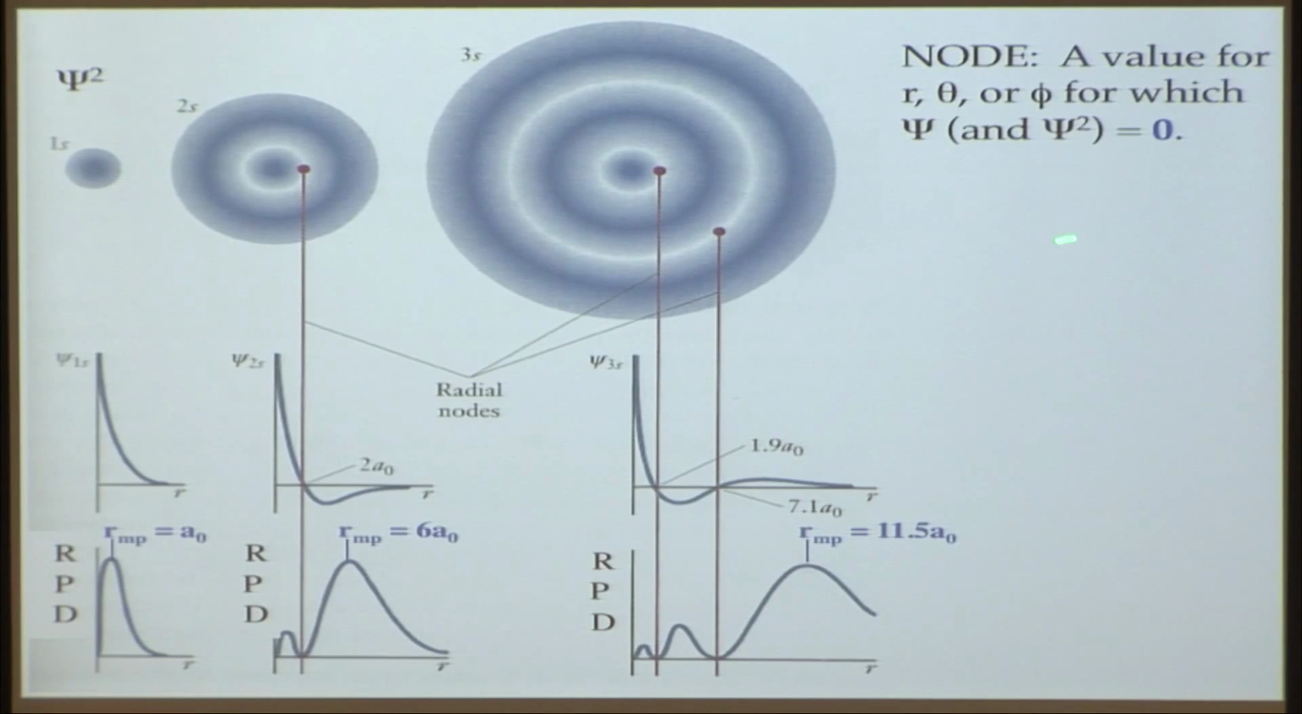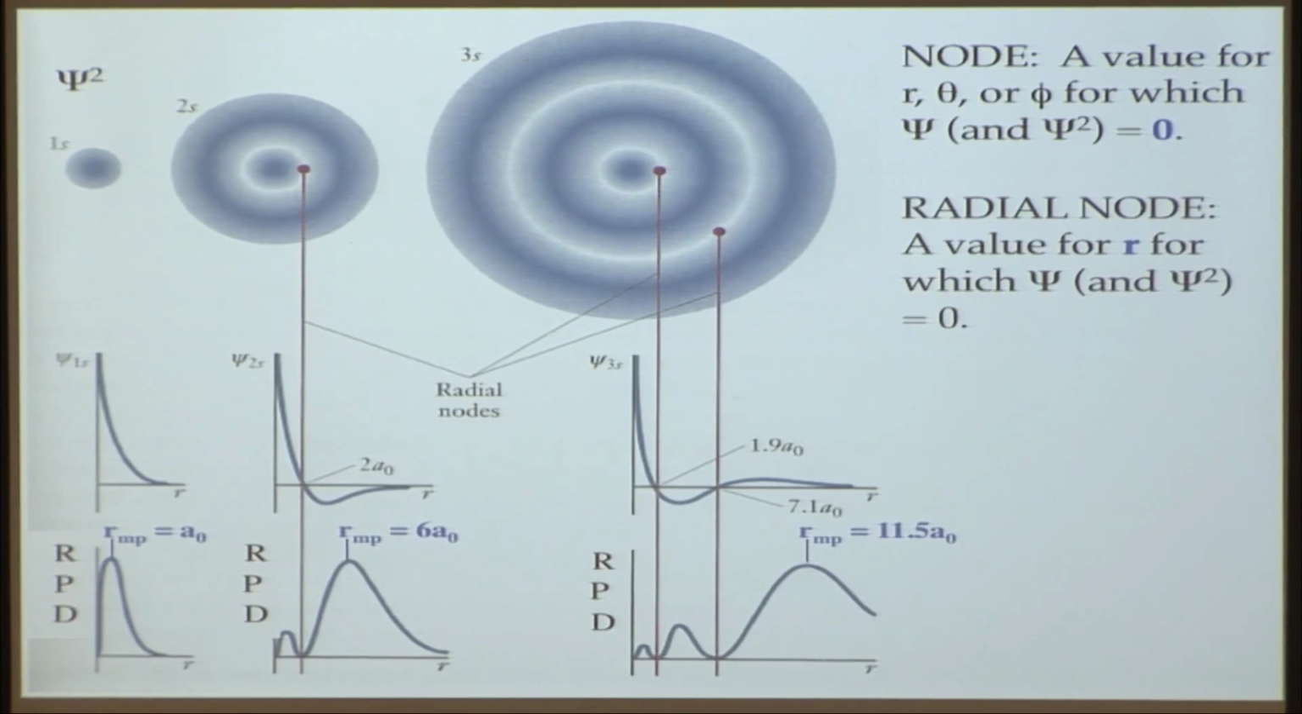A node is a value of r or theta or phi for which the wave function and wave function squared, or the probability density, is 0. In this particular case, the type of node that we're seeing is a radial node. That's a value of r for which the wave function squared, the probability density, is 0. So it goes to 0. We have a node, a radial node. Then there's more probability, and then it increases and then starts decreasing again.